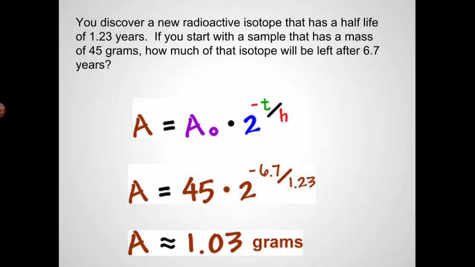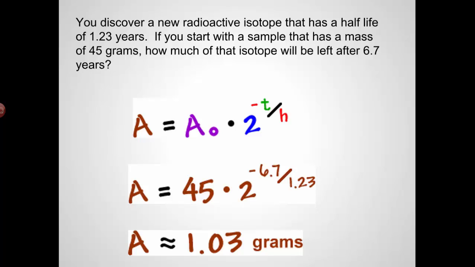So if you plug in the numbers, you have A is equal to 45 times 2 raised to the negative 6.7 divided by 1.23 power. Plug it into your calculator, you get a value of A that is 1.03 grams. So if the half-life is 1.23 years, and you let this decay for 6.7 years, you're going to have a little more than a gram of your original unstable isotope left. You started with 45, you're down to 1 gram. Well, that's several half-lives, though. 6.7 years is several times 1.23. And so each time you go 1.23 years, you lose half of your atoms. So that's how you calculate it.